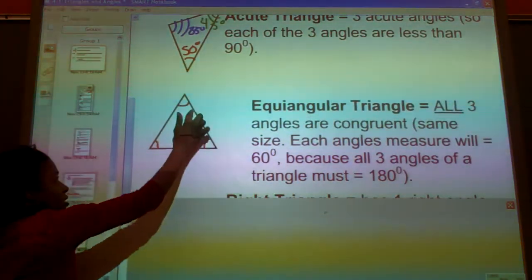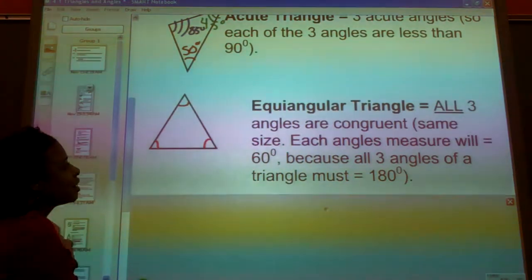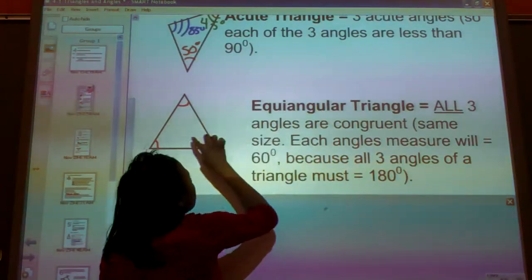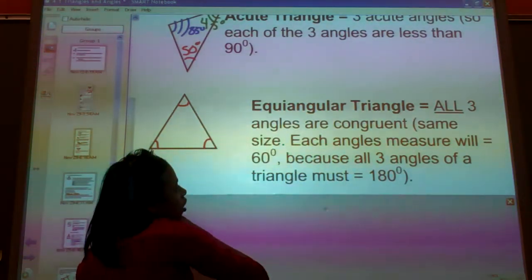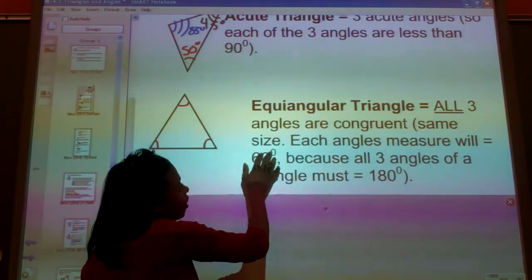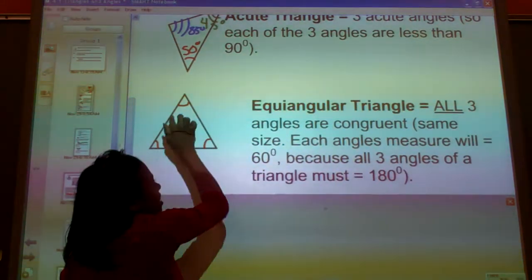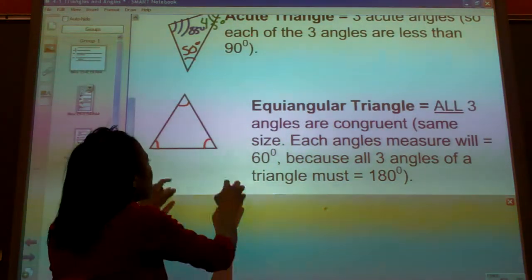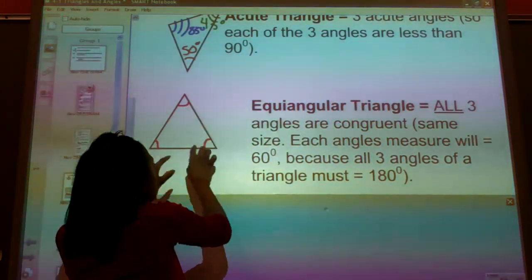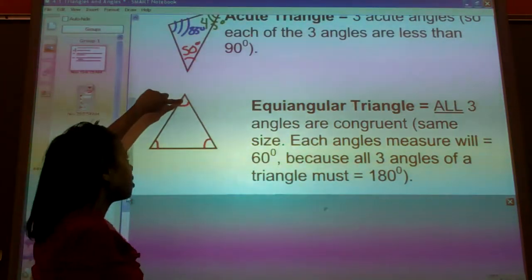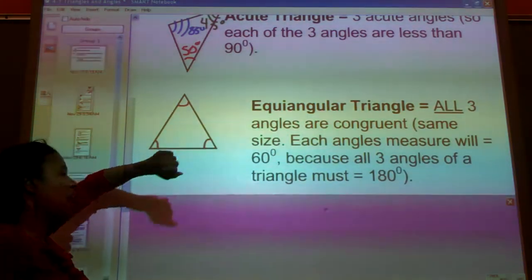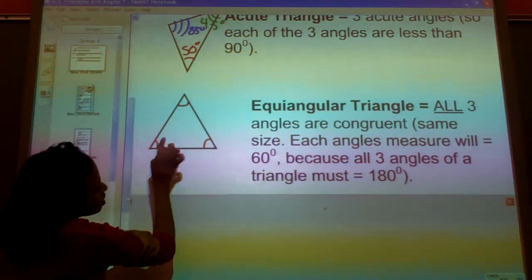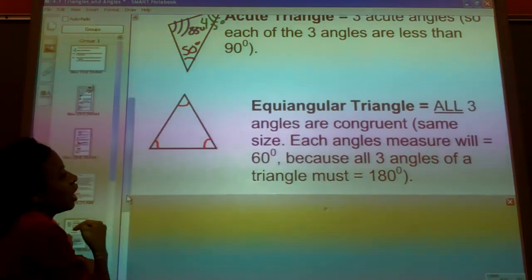Next type, if I'm classifying by angles. Again, I'm still looking at the interior angles of the triangle. This next is called an equal angular triangle. This is when all three of the interior angles are congruent to one another. They're the same measure. In this particular case, each angle is going to be 60 degrees, because the interior angles of every triangle must equal 180 degrees. 60, 60, and 60 is equal to 180 degrees.